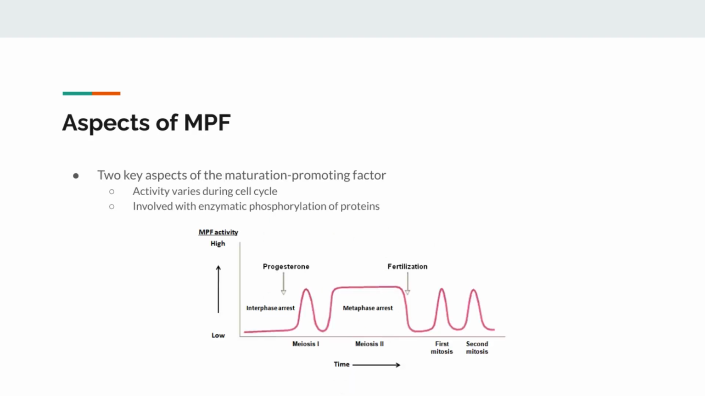There are 2 key aspects of the maturation promoting factor, or MPF. The first is that its activity varies during the cell cycle. It starts off low, slowly increases throughout the G2 phase, and climaxes during mitosis. Secondly, the MPF is involved in enzymatic phosphorylation of proteins, which is important because phosphorylation is reversible and allows the proteins to be activated and deactivated.